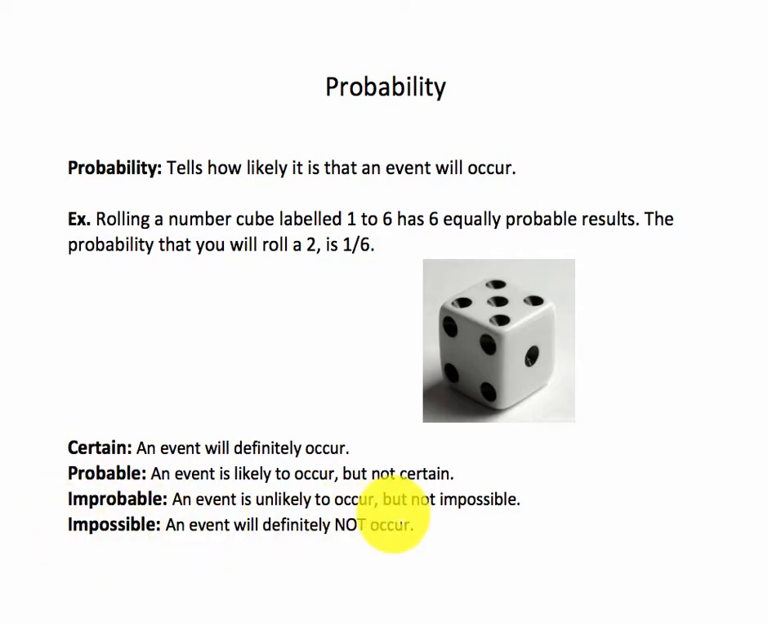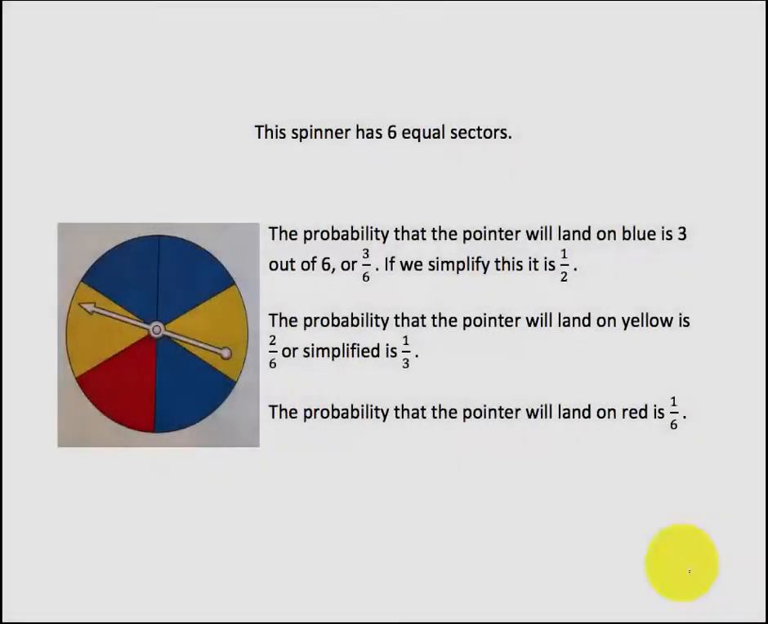So the likelihood of the dice rolling a 7 is impossible because there is no 7. That's not an option. So here's another example of something that you might use in a probability question.